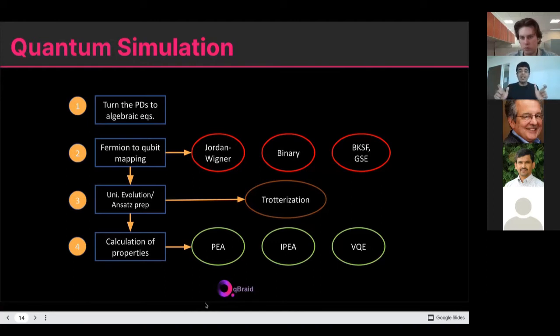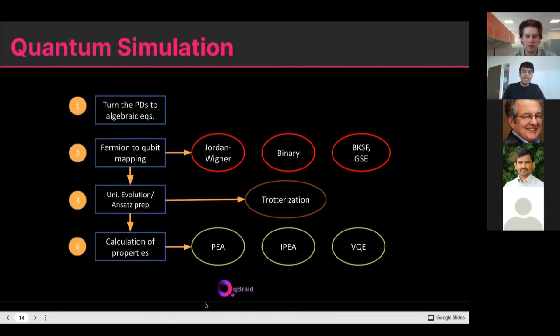So you need some sort of a mapping, which is where you have something called fermion to qubit mapping. And there are many mappings here that you can use. In the literature, one of them is Jordan-Wigner, binary, and Bravyi-Kitaev, superfast, and so on. And so what these mappings allow you to do is to go from your algebraic equations for fermions, or think of it as electrons, to qubits.